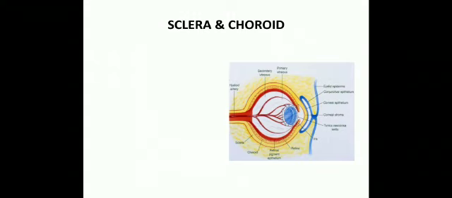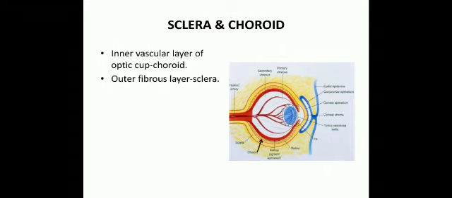Development of the sclera and choroid. The mesoderm around the optic cup differentiates into two layers. The inner vascular layer forms the choroid and the outer fibrous layer forms the sclera.